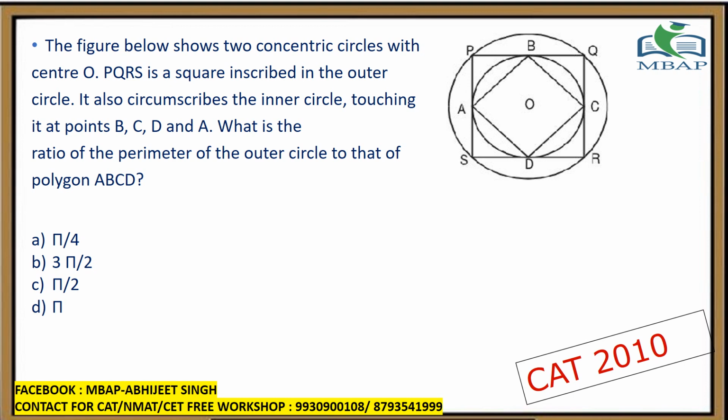The question says, the figure below shows two concentric circles with center O. PQRS is a square inscribed in the outer circle. It is circumscribing the inner circle, touching the points B, C, D and A. What is the ratio of the perimeter of the circle to that of the polygon ABCD? Now, irrespective of anything, whenever you see a circle and a square, for sure you have to understand this is nothing but a series of 4 by pi.